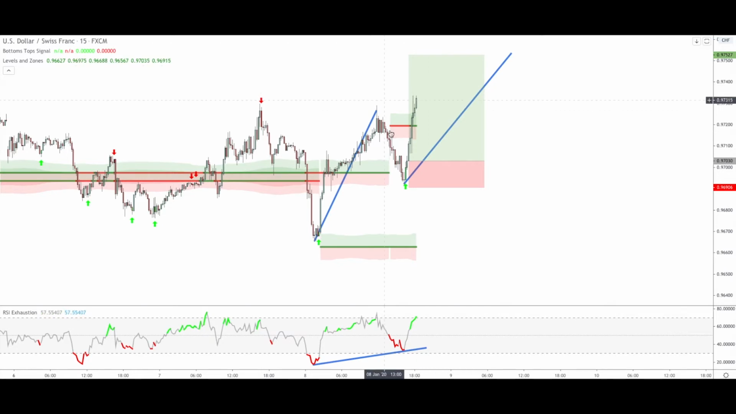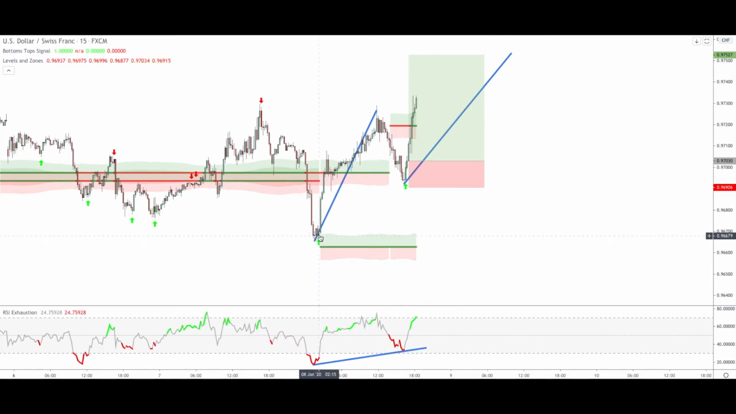I just like to point out that we had up here this resistance level, which is displayed by the levels and zones. Of course, when I made my analysis, I didn't say it before, but I knew that this resistance was there. So it is something that you should always be aware of, because the price might stop around this area, might retest the resistance and then come back down. So you should be aware of it.